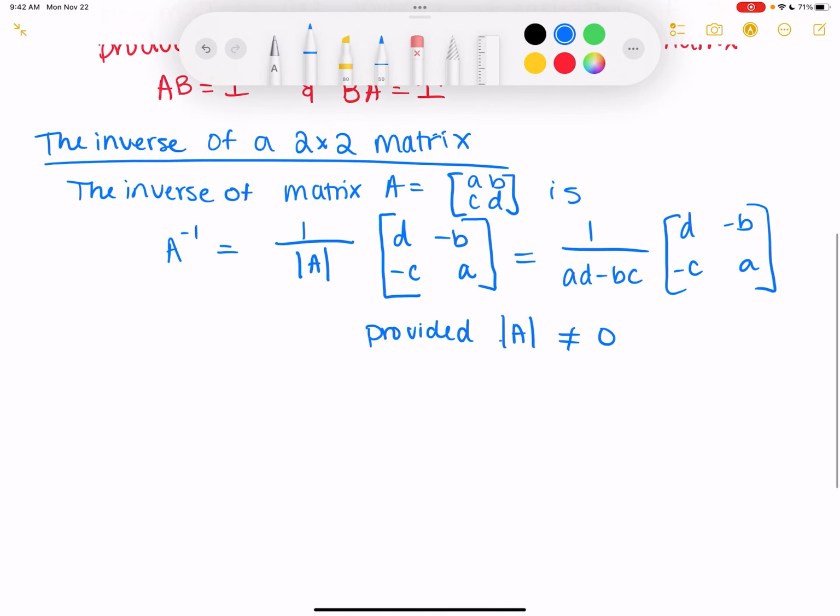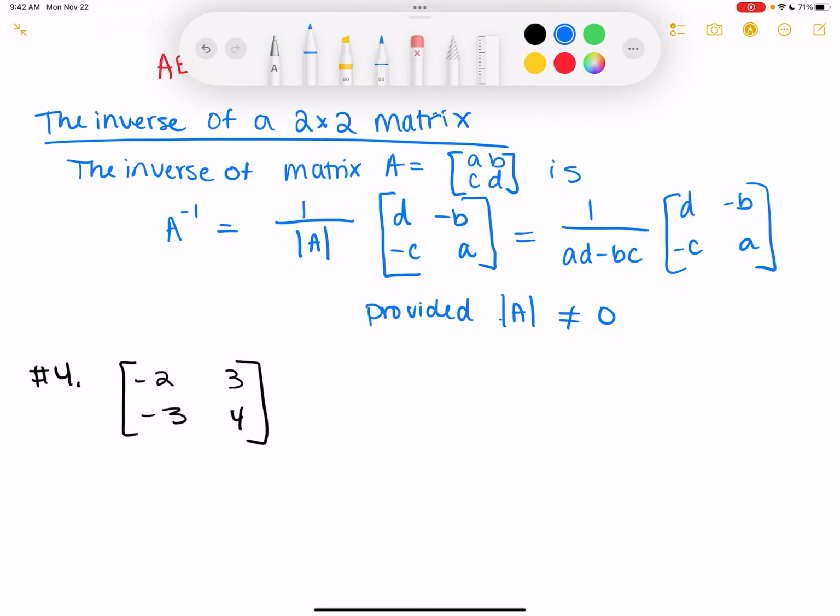So, starting some examples. Numbers 3 through 10 say to find the inverse of the matrix. So we have -2, 3, -3, 4. To find the inverse, you're going to be doing 1 over the determinant of this. So that's going to be -2 times 4, so -8, minus -3 times 3, which is -9, so it's going to make that a +9.